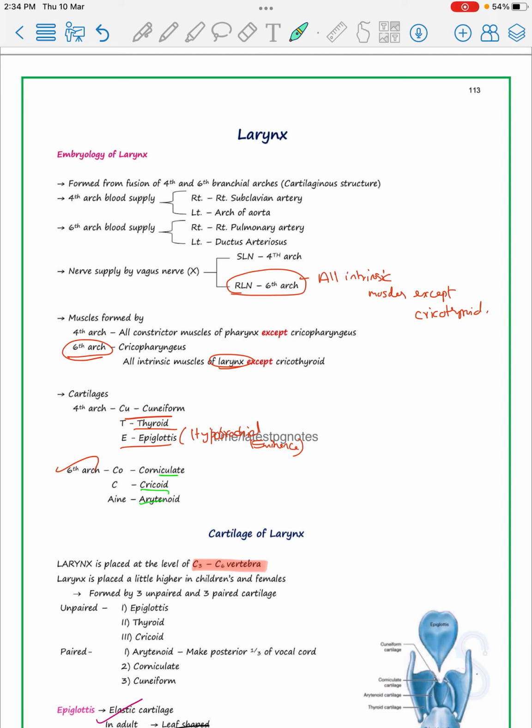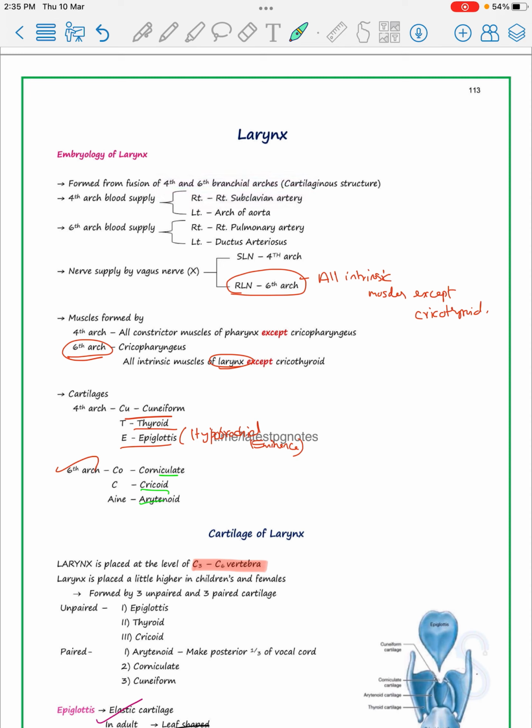Hello guys, in this video we are going to know about everything about the anatomy of the larynx. Okay, first before going to anatomy, let's see about the embryology of larynx. When we see the embryology, this larynx is formed by the fusion of both fourth and sixth branchial arches.